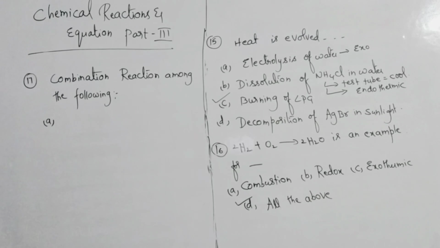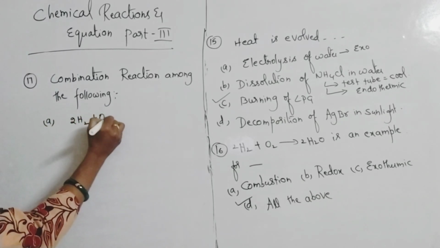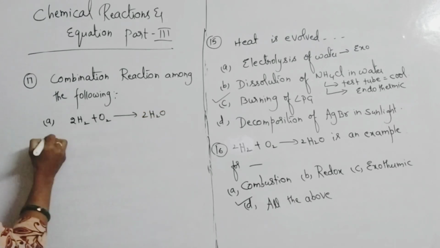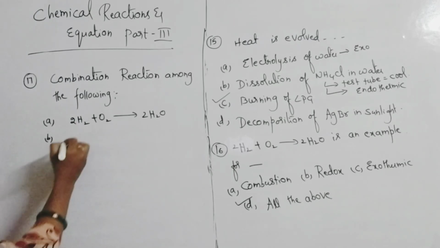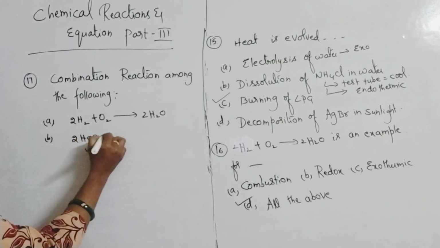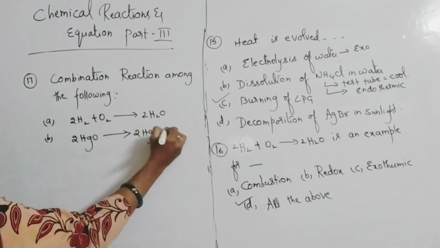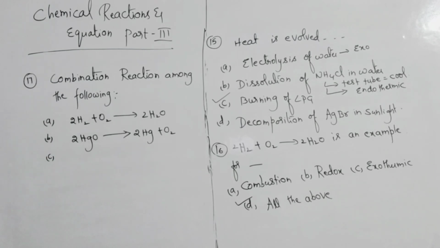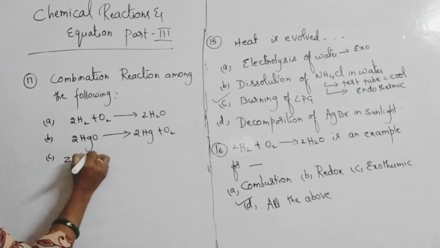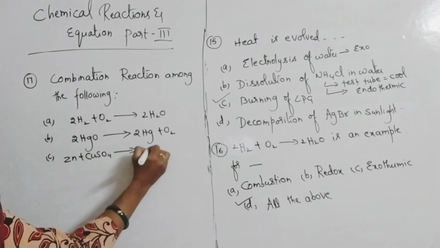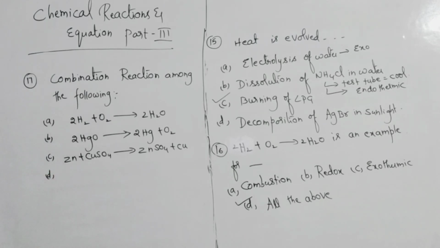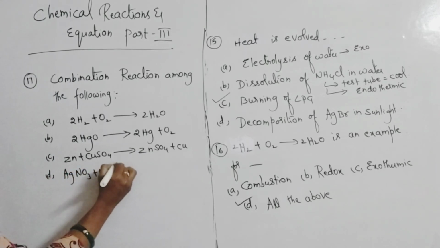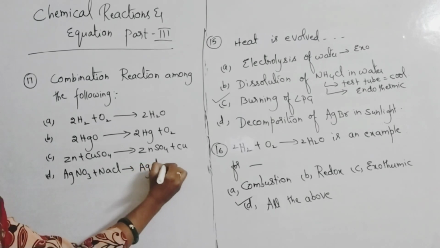2H2 plus O2 gives rise to 2H2O. Option B, 2HgO gives rise to 2Hg plus O2. HgO means what? Mercuric oxide. Option C, what is given? Zn plus CuSO4 gives rise to ZnSO4 plus Cu. And option D, what is given to you? AgNO3 plus NaCl gives rise to AgCl plus NaNO3.